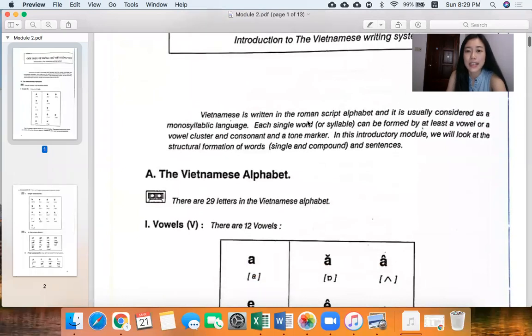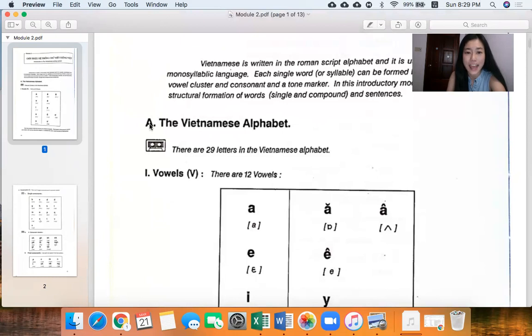Vietnamese is written in the Roman script alphabet and it is usually considered as a monosyllabic language. Each single word or syllable can be formed by at least a vowel or a vowel cluster, and consonant, and a tone marker. In this introductory module, we will look at the structural formation of words, single and compound, and sentences.